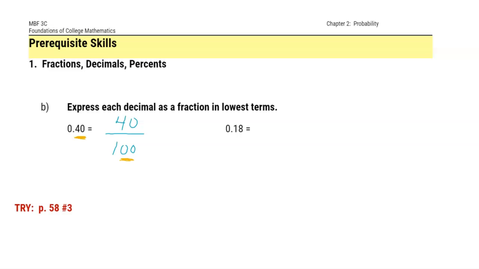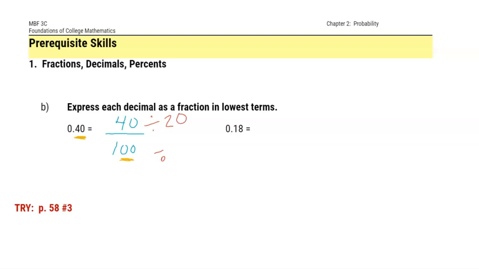Now, a couple things that I notice here. I noticed that both 40 and 100 are even numbers. And so I can always start with seeing if both the numerator and the denominator are divisible by 2, and then maybe by 4, and then go up from there to see what the largest number is that I can divide by. And so I know, because I've done this a bit, that both the numerator and the denominator are divisible by 20.